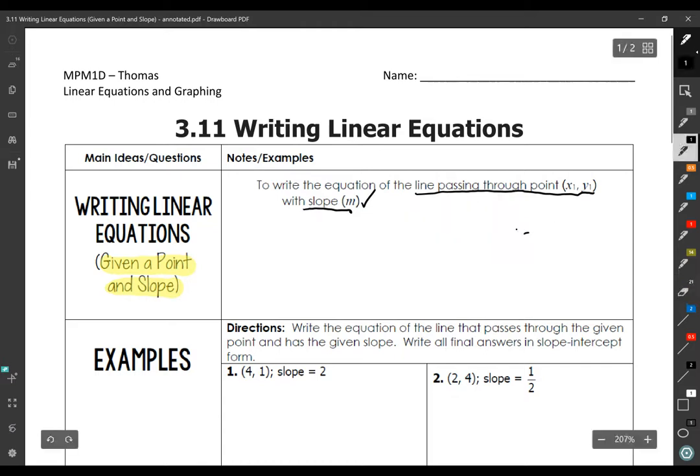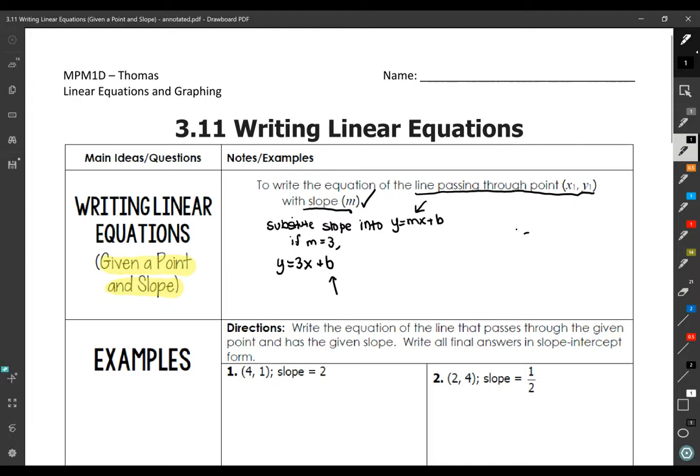So when we have the slope of a line, and we also have a point, what we're going to do is we're going to substitute in first, substitute the slope into y equals mx plus b, right? So you're going to sub in the slope. So whatever your slope is, you're going to put it in. So if m is 3, for example, we would go ahead and we would write y equals 3x plus b, right? Where we still don't know b, okay?